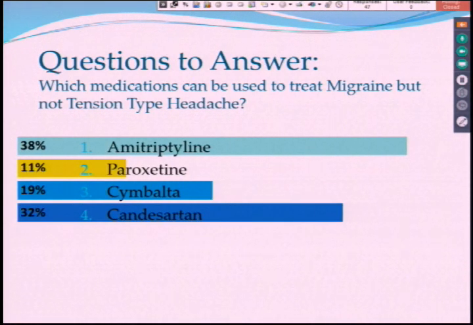Interesting. So all these medicines can be used to treat tension headache except for number four, candesartan. Candesartan is an interesting medicine. It's an ARB, angiotensin receptor blocker, if I say it right. Help me out, internist, if I'm wrong. I found out probably 18 months ago that it can be used to treat migraine, which kind of shocked me.